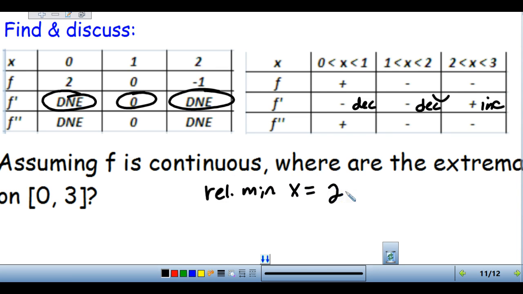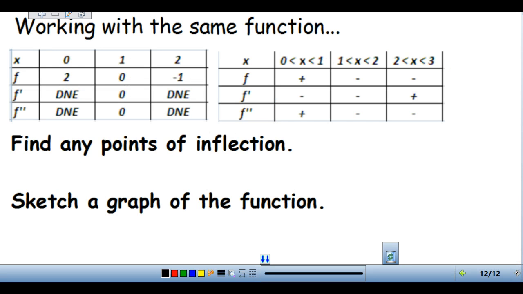Unfortunately, it wasn't particularly helpful at 2 to figure out concave up or concave down because the second derivative was undefined there as well. So perhaps we take a minute to figure out where the points of inflection are and then try to come up with a rough sketch of the graph just so that maybe puts it all into a little more context for you. So we're looking for points of inflection. So possible points of inflection are where the second derivative is equal to 0 or is undefined.